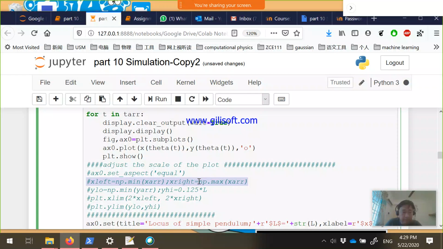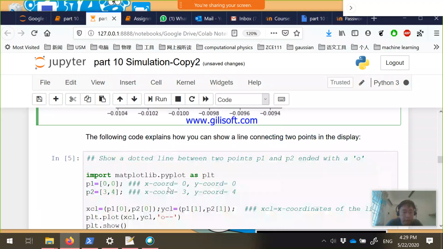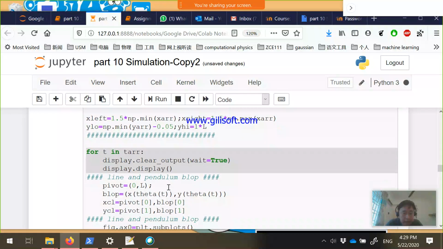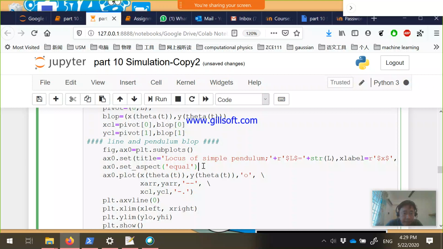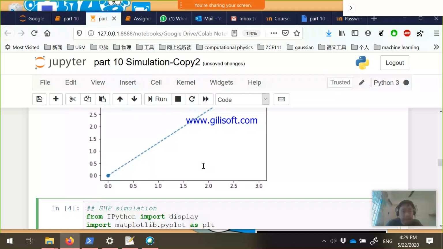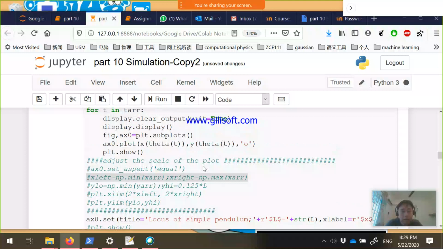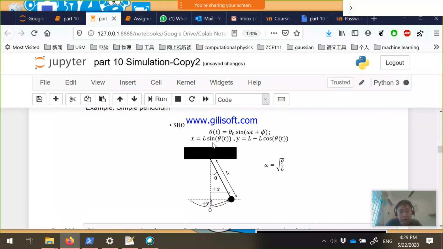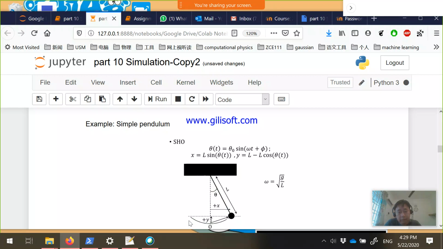So you have to fix the frame by using a command. Okay, so there's a very important command for fixing the frame. I think this is the command, set limit. Okay, so I have to fix it by plot x limit and y limit. So here you see that the simulation says x is changing from left to right. Okay, so it's from left to right.